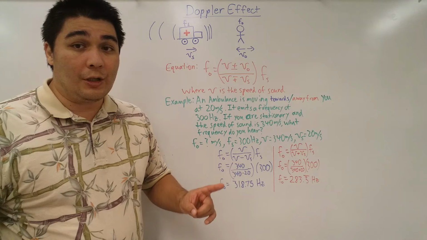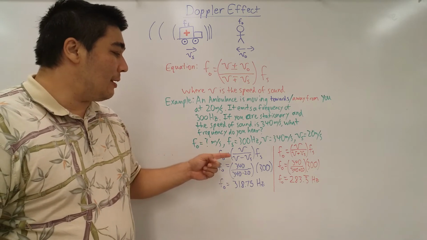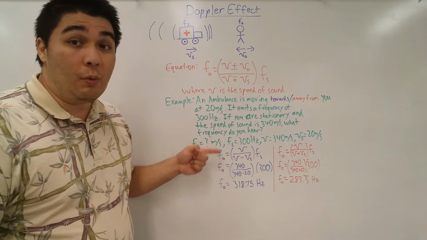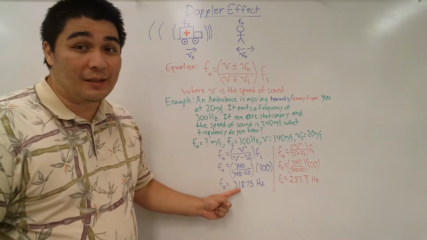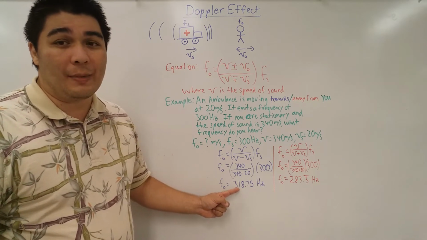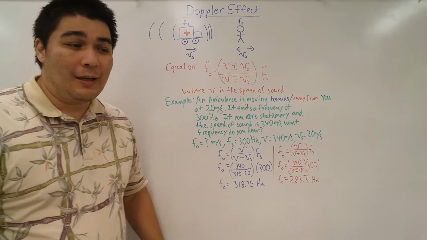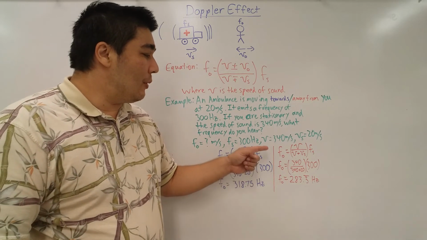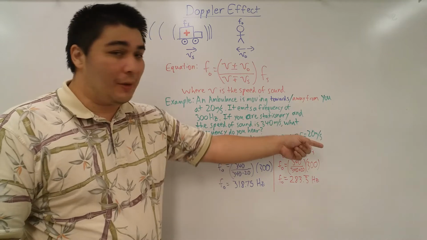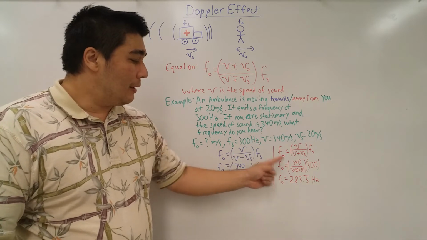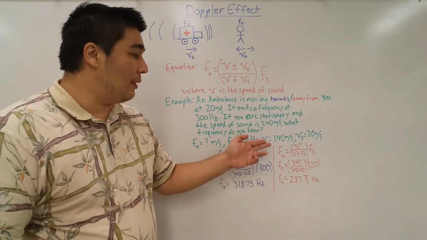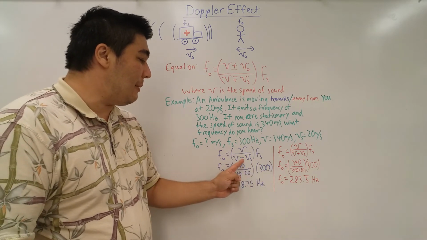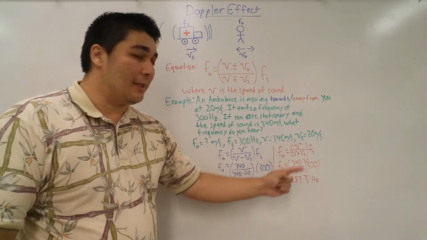One thing I do want you to note is that as this source is moving towards the observer, the sound actually does, physically, the frequency does go up. It gets higher in pitch. Whereas once it moves away from the observer, the sound gets lower. So how do we do this if it's moving away? Well, the equation changes a little bit. So instead of it being minus, it's going to be plus.